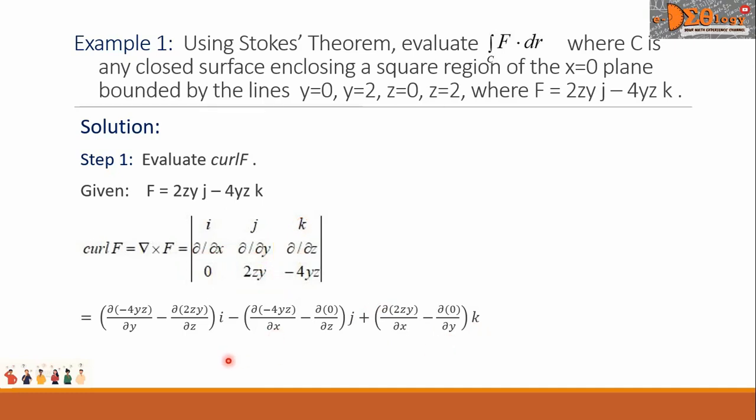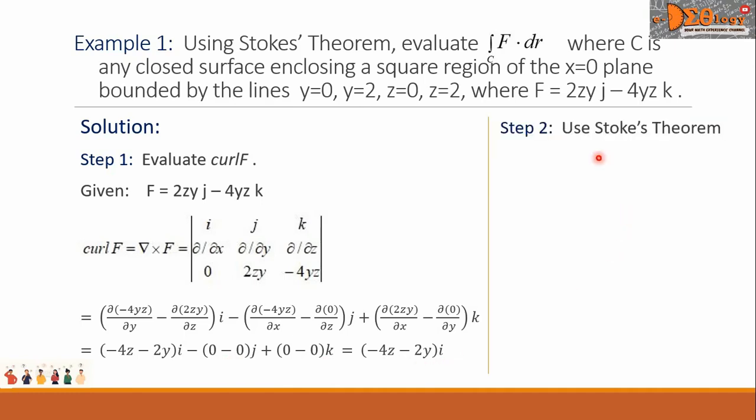Simplifying this now, we have the quantity negative 4z minus 2y multiplied by i, minus the quantity 0 minus 0 multiplied by j, plus the quantity 0 minus 0 multiplied by k. So we can simplify this further into the quantity negative 4z minus 2y multiplied by i.